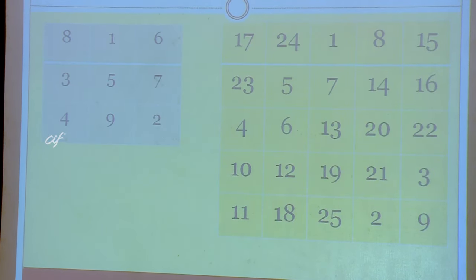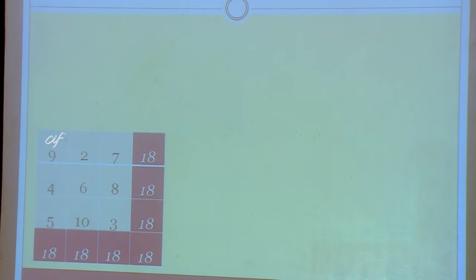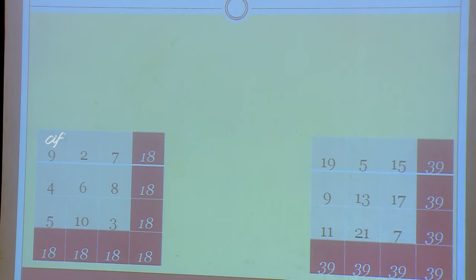So these are just some examples of regular magic squares. Okay, we'll go ahead with the construction procedure for constructing an odd order magic square. There are many methods of constructing an odd order magic square.